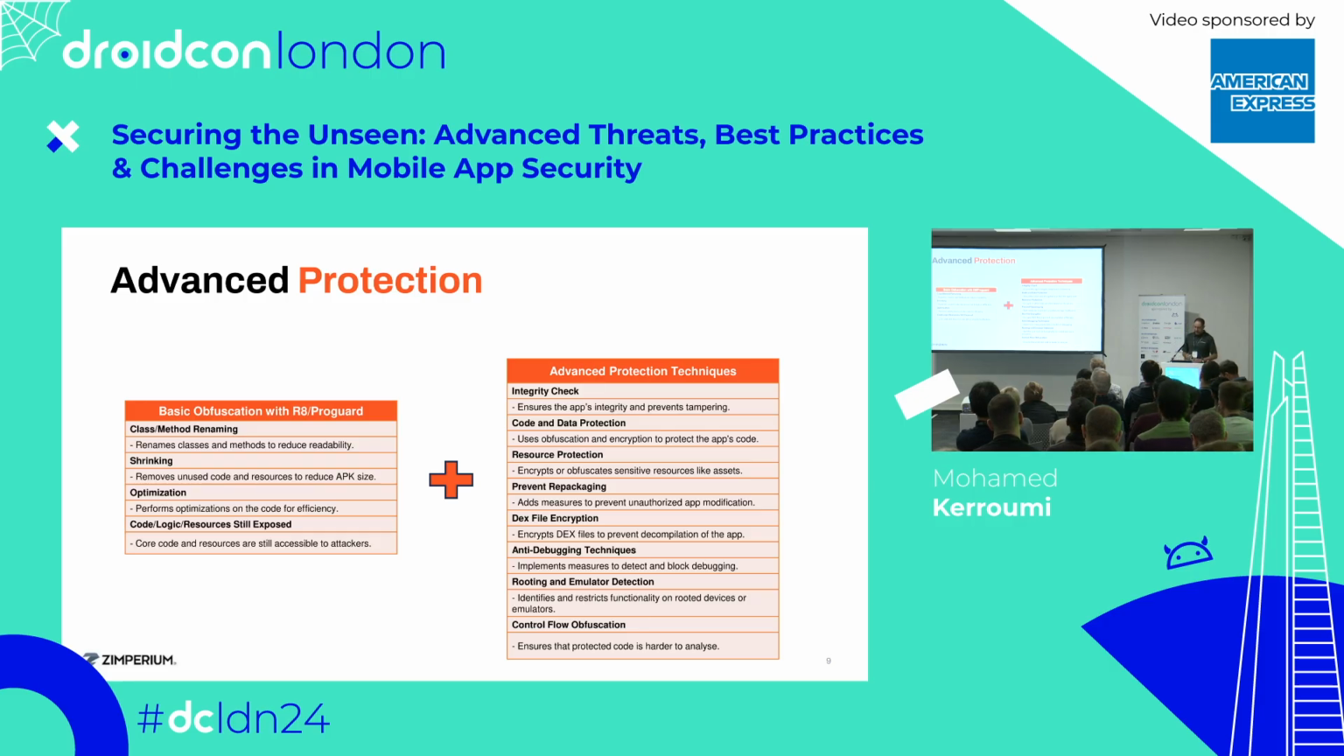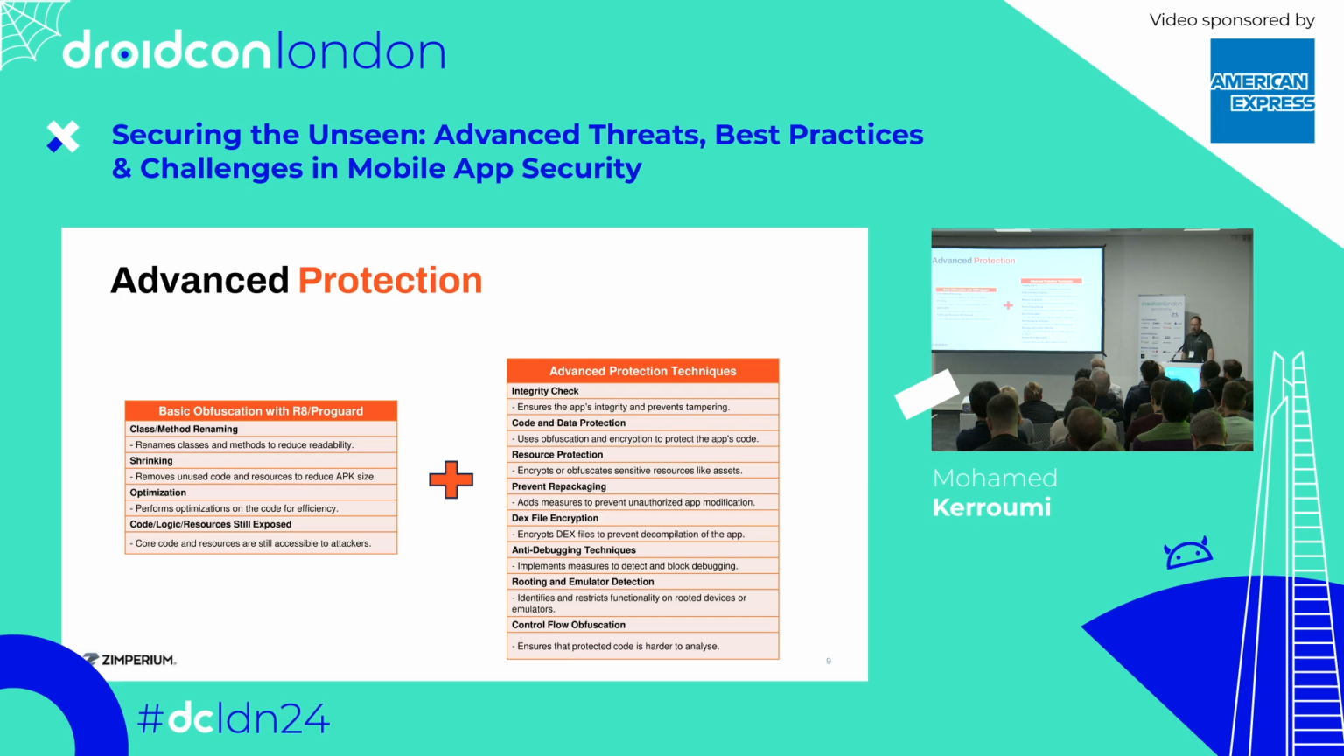All right. The other thing that we can do is advanced control flow obfuscation. So make sure that the code is not visible and is really obfuscated. The way we do it is we focus mainly on the sensitive code that we want to protect. We don't need to protect everything.